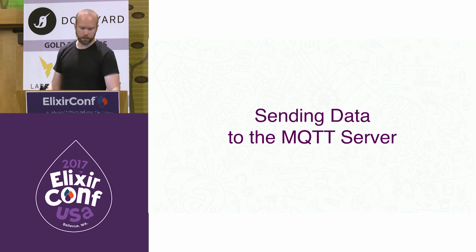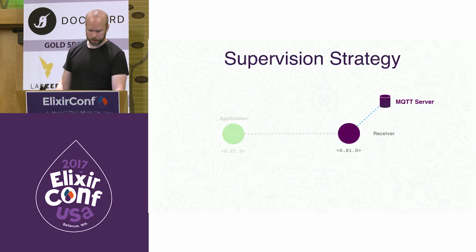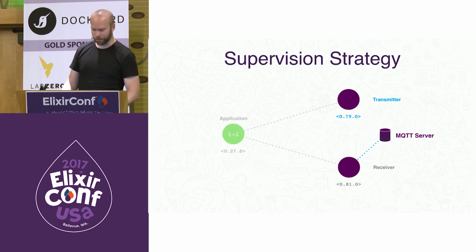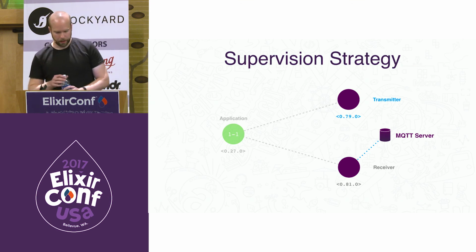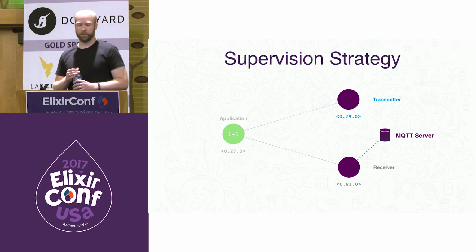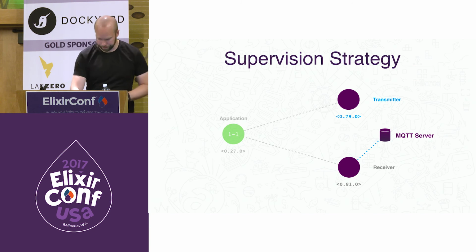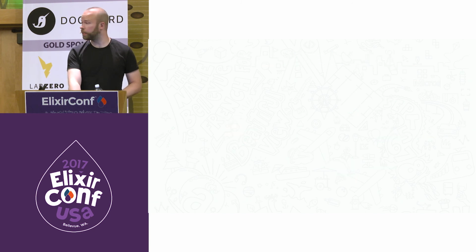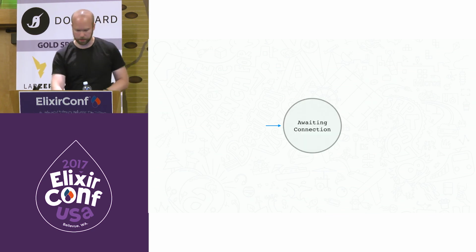So sending data to the MQTT server. Our receiver deals with incoming data. So, whoa, I should be careful with my presenting notes. Sorry about that. So let us add a new process to handle outgoing data. Our transmitter will be yet another state machine because I'm so crazy about them.